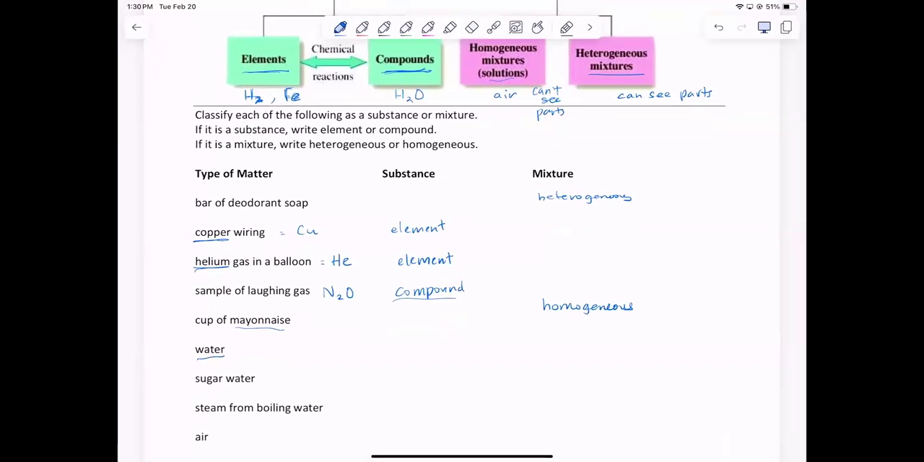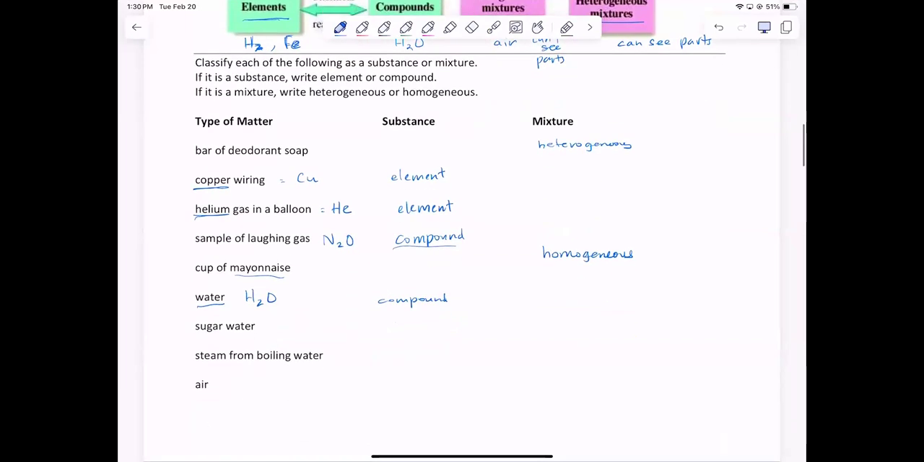Water. So water is the chemical formula H2O. We talked about water in lab last week. And so this shows that there's the element hydrogen and also the element oxygen. So that's definitely going to be a compound, which is a substance.